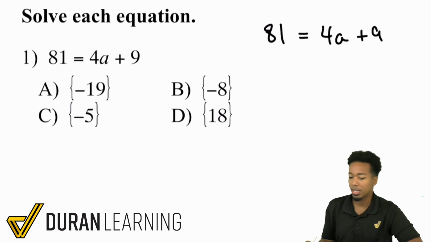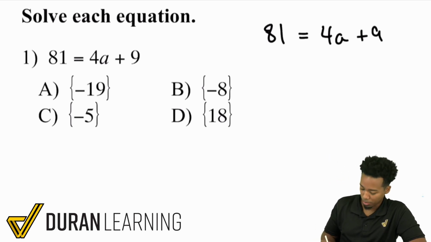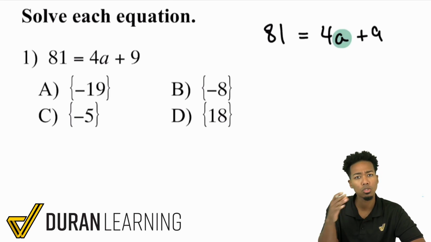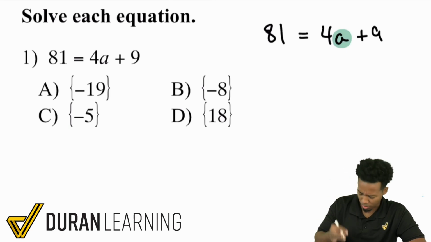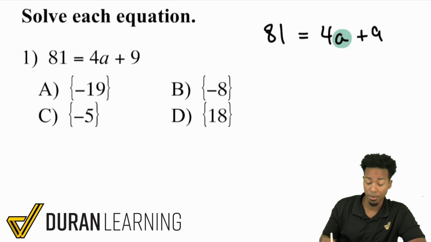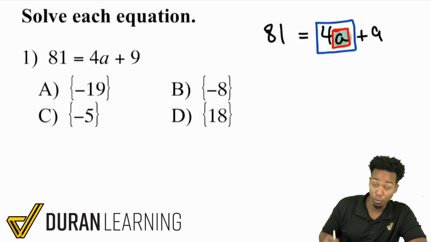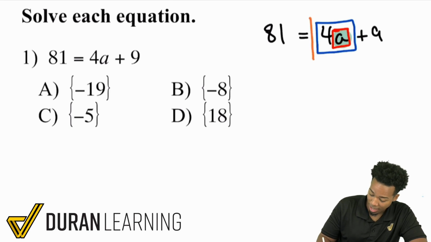So I'm taking a look here. 81 equals 4a plus 9. The goal is to get that a by itself, right? So what's happening around the a? I'm going to use different colors here to mark what's going on. Again, my goal is to get a by itself. What's going on around it? I see that immediately the a is being multiplied by 4. And then right after, we have plus 9.